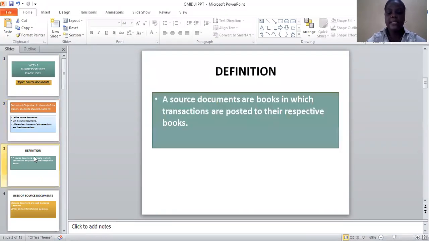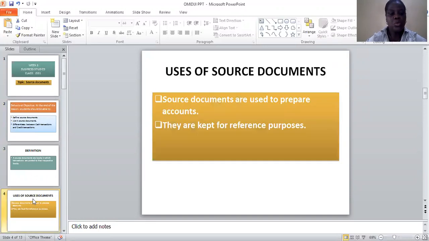What is source documents? Source documents are the first books in which daily business transactions are being recorded. There are various respective books that source documents are being recorded into. They are the first books in which they are being recorded. And when you look at it, you want to know what are the uses of source documents.